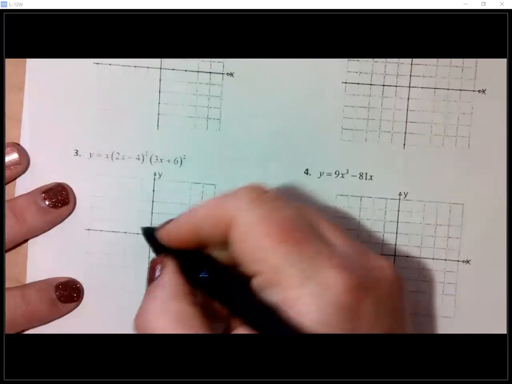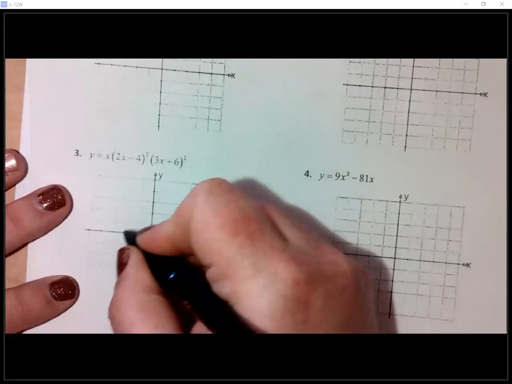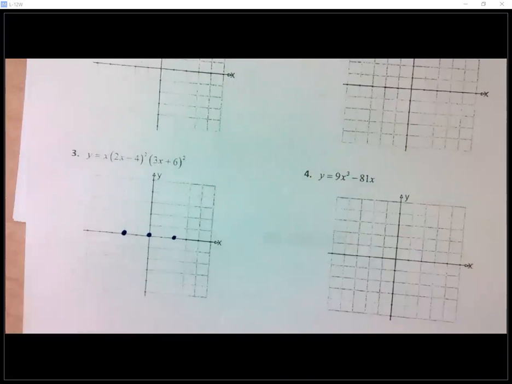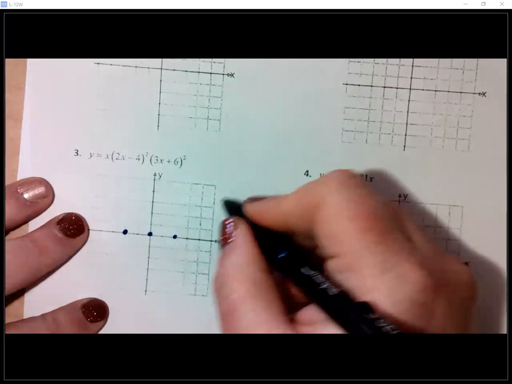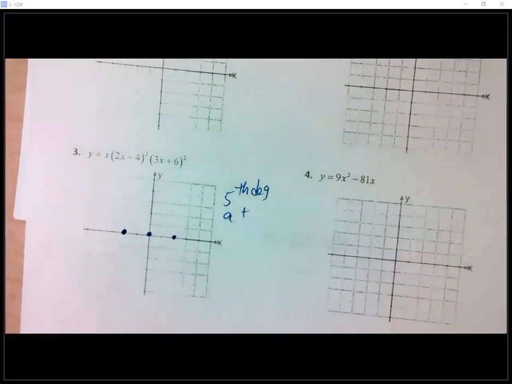Okay, so we have dots at 0, positive 2, and negative 2. Of course, the lines on this are barely visible, but that's okay. Show me with your hands, if it's a 5th degree where a is positive, what the ends should be doing. Well, let's start with if it's an odd degree, are the ends going to be together or opposite of each other? They're opposite of each other. All the odd degrees, they're opposite of each other.